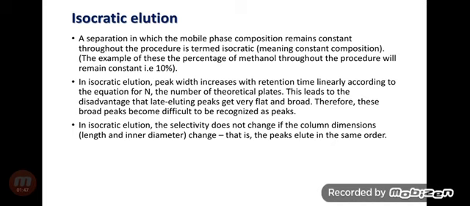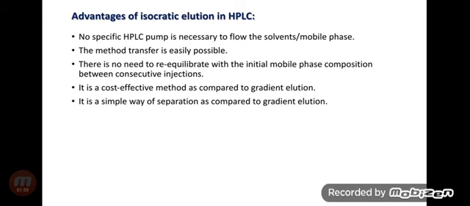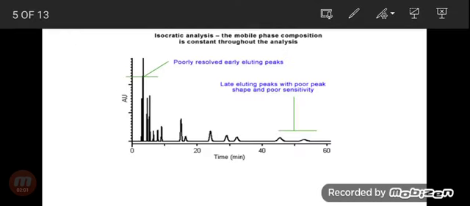In isocratic elution, peak width increases with retention time linearly according to the equation for n, the number of theoretical plates. This leads to the disadvantage that, as you can see in the graph, these late eluting peaks will get very flat and broad. Therefore, these broad peaks become very difficult to separate, and also here we can see the poor resolution of initial eluting peaks. So this is the disadvantage.